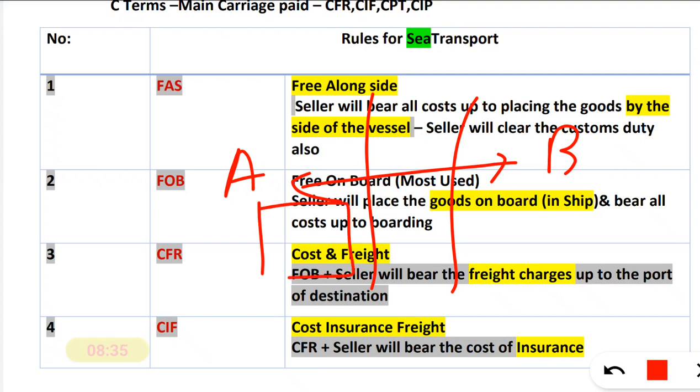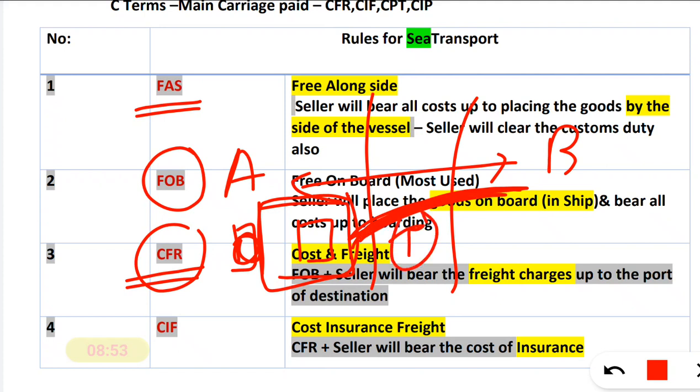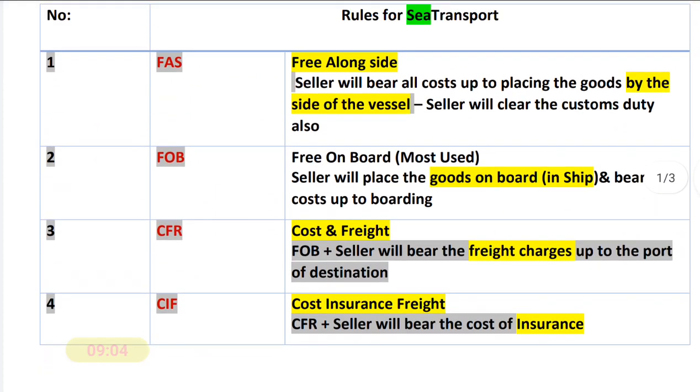So in case of CFR, see what happened. In case of FAS, only goods will be kept nearer to the ship. In case of FOB, goods will be loaded on the ship. In case of CFR, goods will be loaded and whatever the transportation charges, that is freight charges, will be borne by the seller. Okay, so CFR is nothing but FOB plus freight charges.